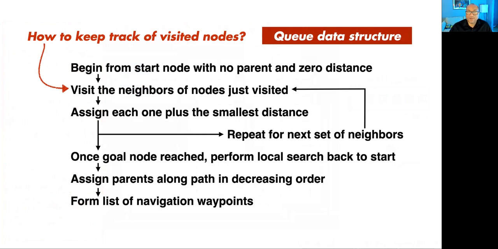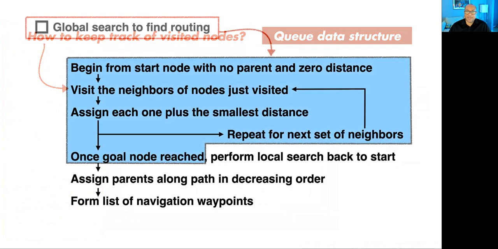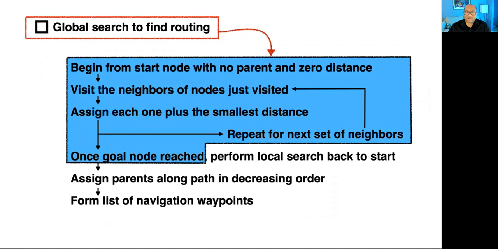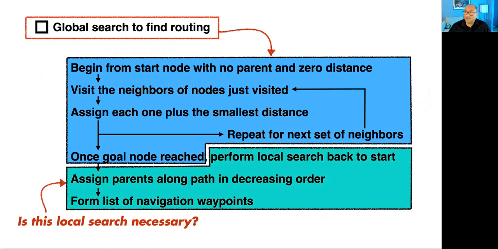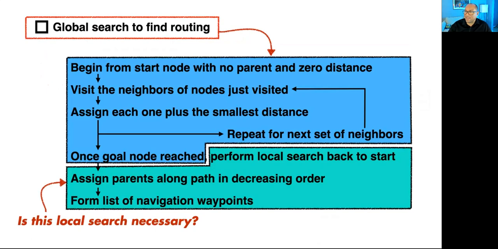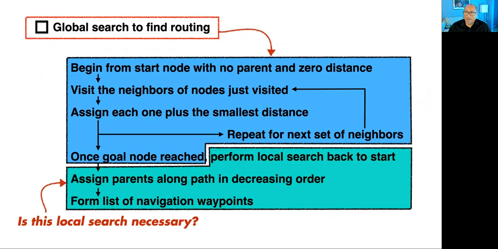So at that point, we've been able to keep track of these nodes using our queue data structure. One thing that we should note is that when we perform this global search, the part that we're looking at up here, the point of this is just to estimate the distances along the path. And then once we estimate those distances, we do this local search in order to assign the parents and actually generate the routes. But the question is, do we have to keep those separate?